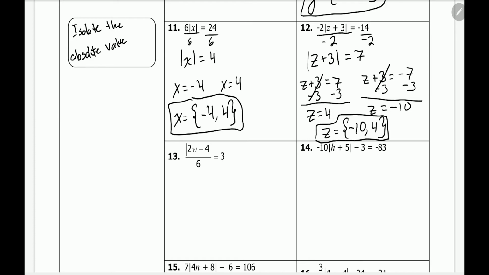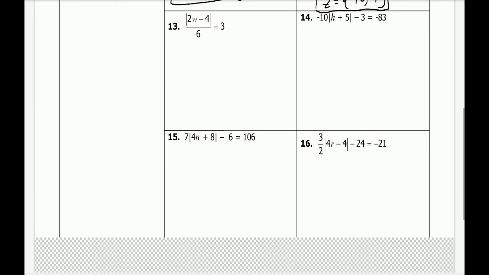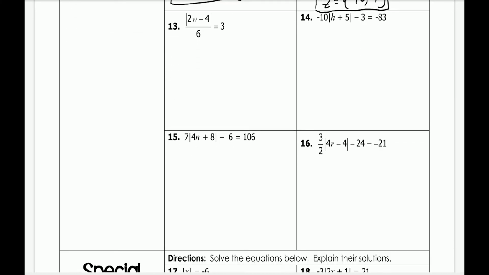Alright, let's try number 13. Number 13 says the absolute value of 2w minus 4, divided by 6, is equal to 3. So we have to isolate the absolute value. In order to do that, we have to get rid of the 6. Since it's being divided by 6, in order to get rid of it, we have to multiply. So we're going to multiply by 6 on both sides. Top cancels with bottom. We're left with the absolute value of 2w minus 4 is equal to 3 times 6, which is 18.